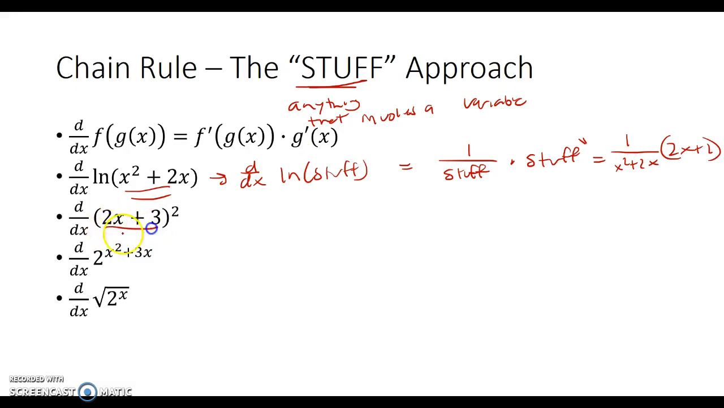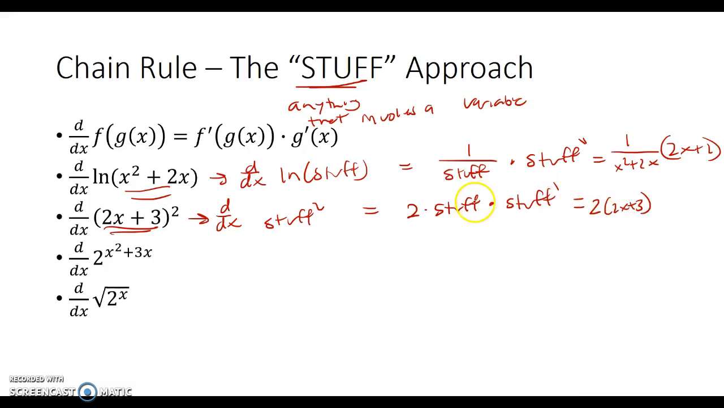Same idea here. I've identified my variables. That's really something I could reduce to the derivative of stuff squared. And the derivative of stuff squared is 2 times stuff. But according to the chain rule, I have to multiply that by the prime of stuff. Let's write that out. 2 times stuff, which is 2 times 2x plus 3. If you notice, we've really just performed the power rule here: we've dropped the power down, reduced the power by 1, but then we've got to multiply by the derivative of stuff, which is 2.